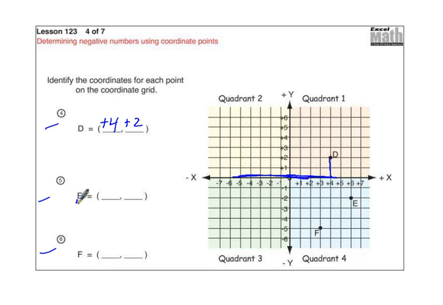Okay, E, where is E found? Positive 6, negative 2. We're going down there. Notice we're going over in the positive direction, and then when you go down, of course, that's going to be negative, because I'm sure in your mind you know that up would be positive and down would be negative. F, how far over do I go for F? Positive 3. Negative 5. Oh, you guys are so smart.